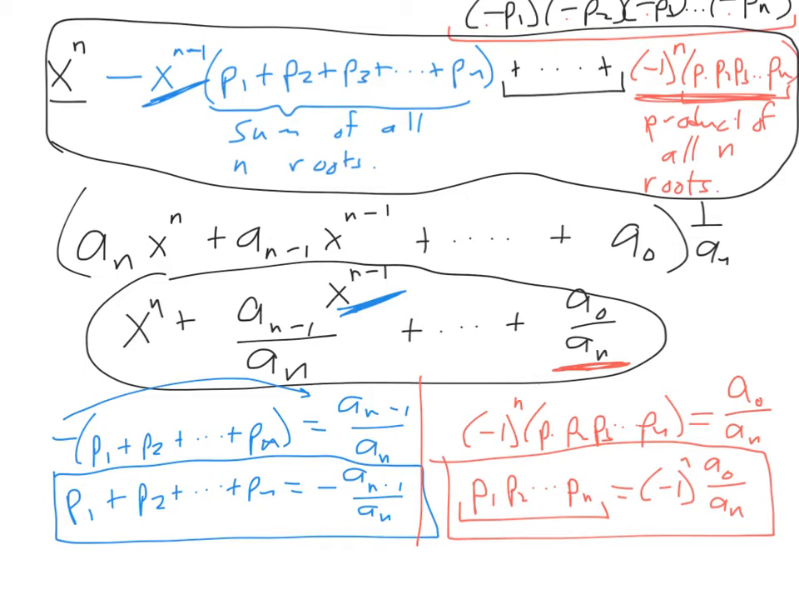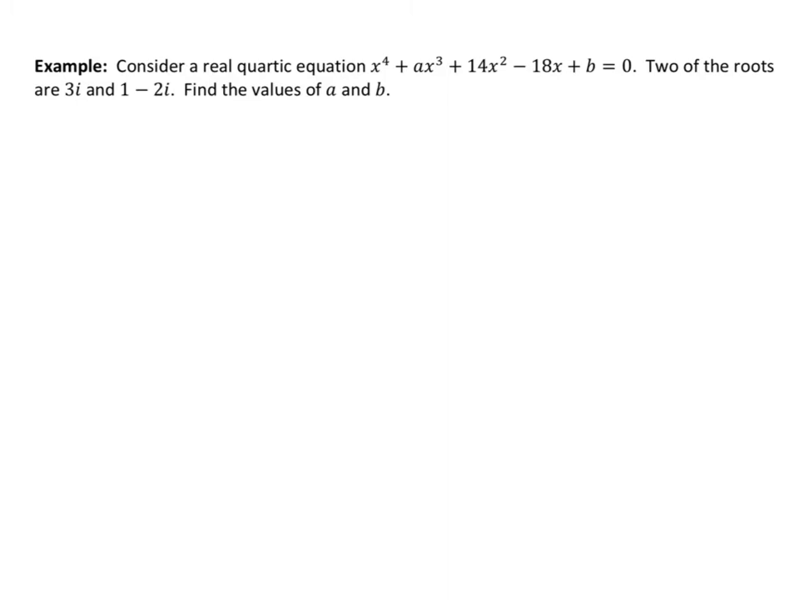We're going to get into some examples now on how we actually use these facts, but I wanted you to see where this came from. It's really going to pay off and help us when we're later talking about cubics. All right, so let's take a look at an example where we've got some numbers, and even some imaginary and complex numbers, yay. So consider a real quartic equation, here it is, and you're told that two of the roots are 3i and 1 minus 2i, and you're asked to find the values of a and b.